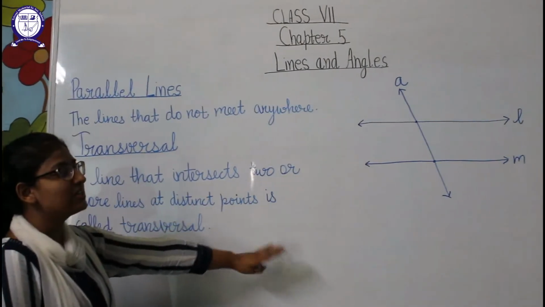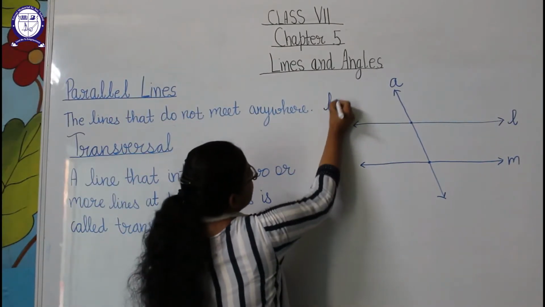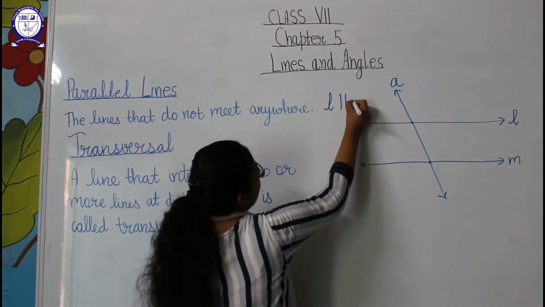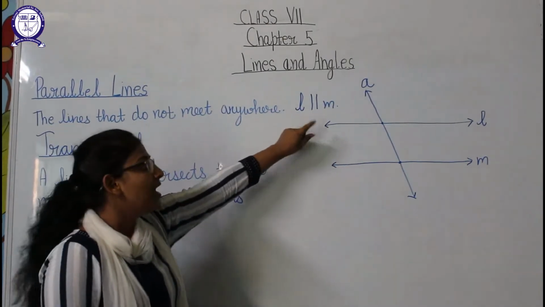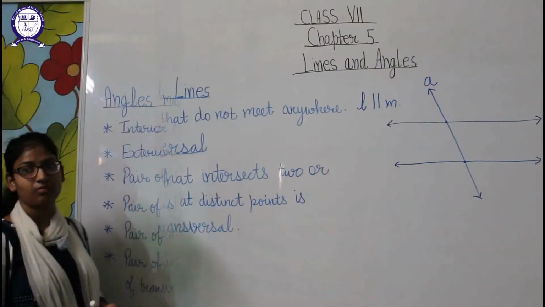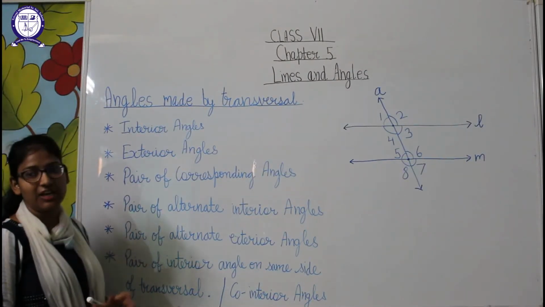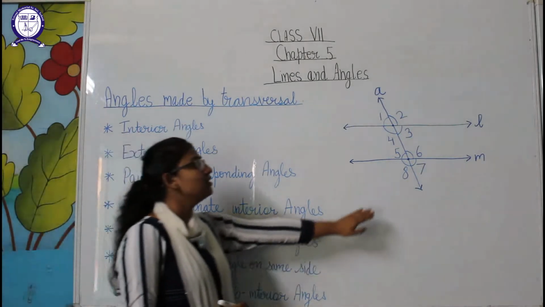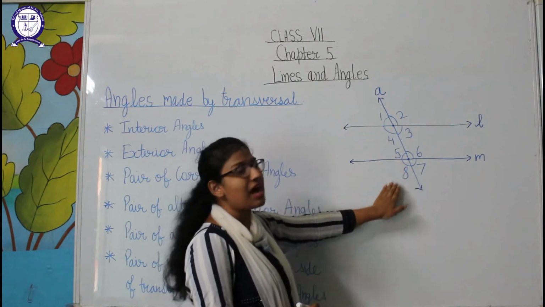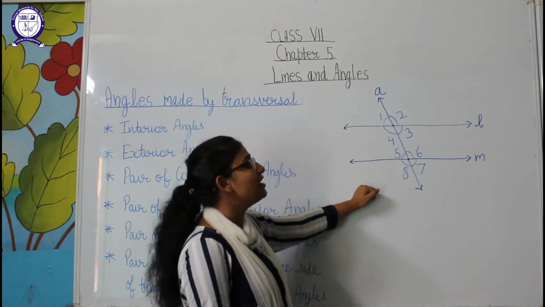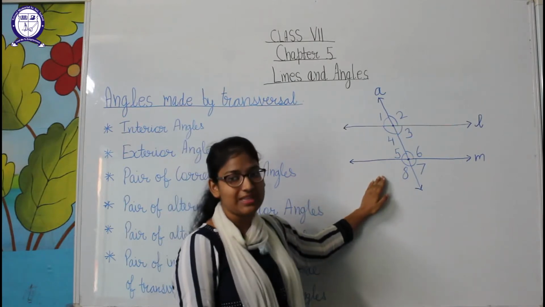Here A is the transversal. How will we write the parallel lines? Here we will write L is parallel to M. Like this we write. This is the sign for parallel. And here A is the transversal. Now students, we will learn about the different angles made by a transversal. Here I made angles 1, 2, 3, 4, 5, 6, 7, 8. Means from 1 to 8 I made angles here, and we have to see what these angles are called and what is the relation between these angles.